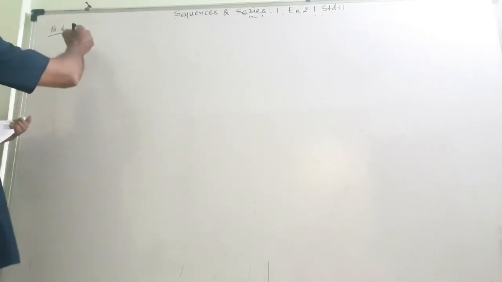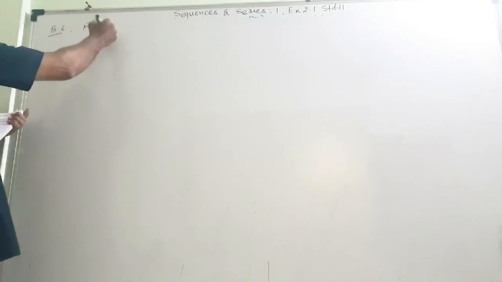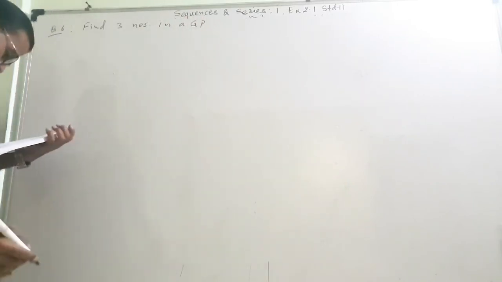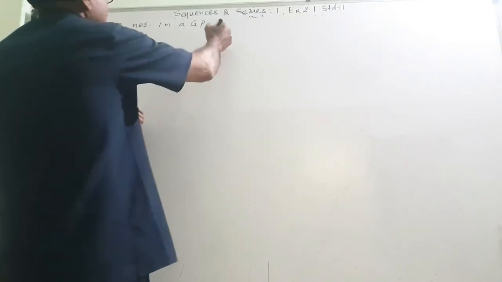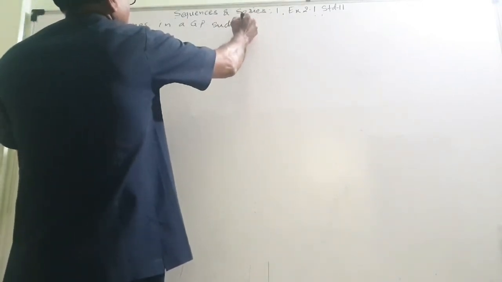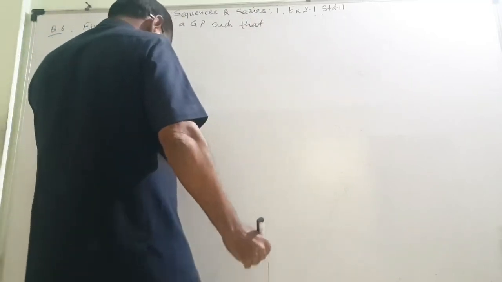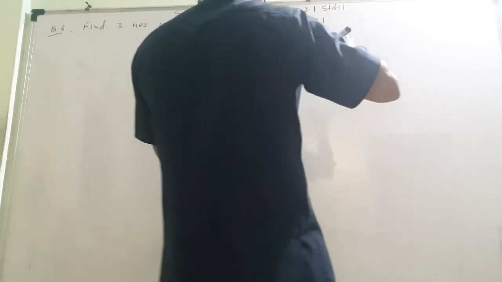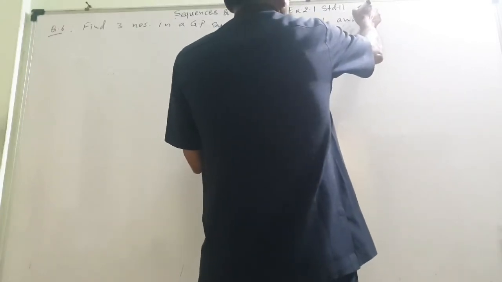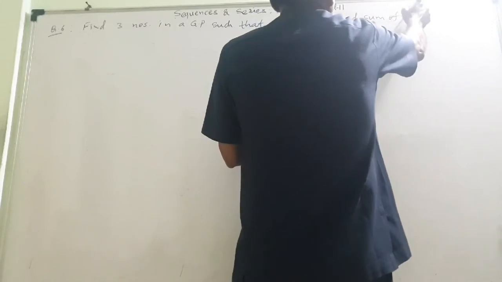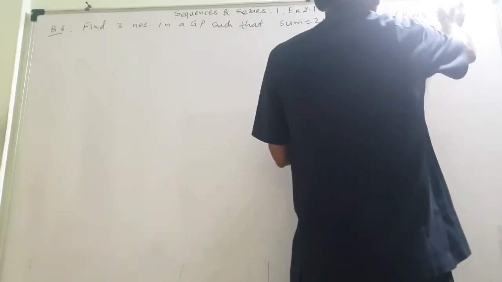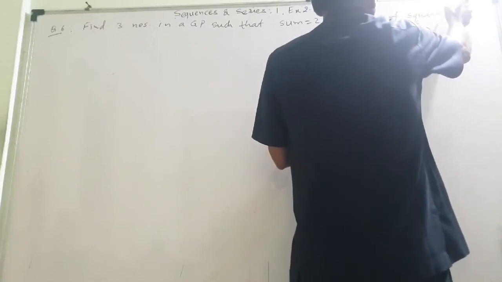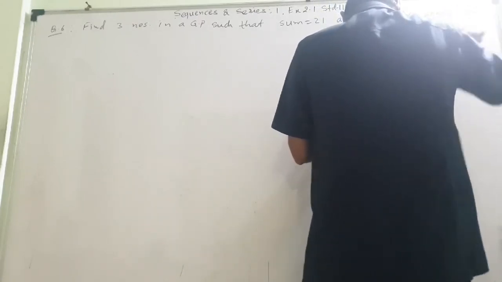Find 3 numbers in a GP such that their sum is 21, and the sum of their squares, sum of squares in short, is equal to 189.